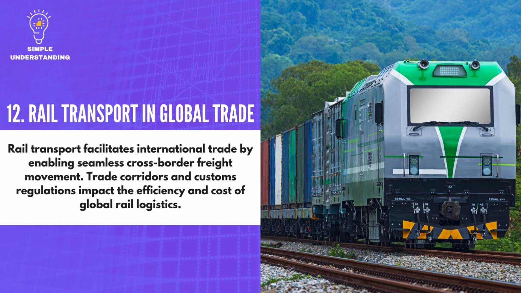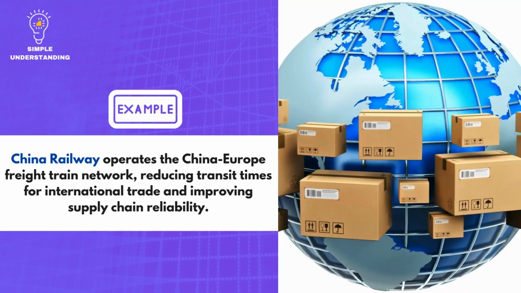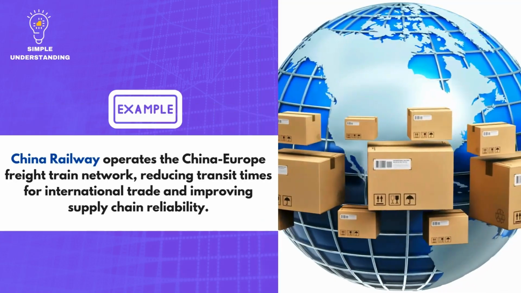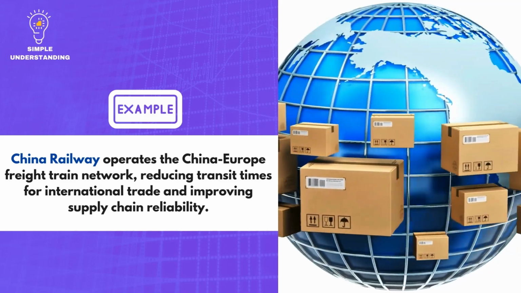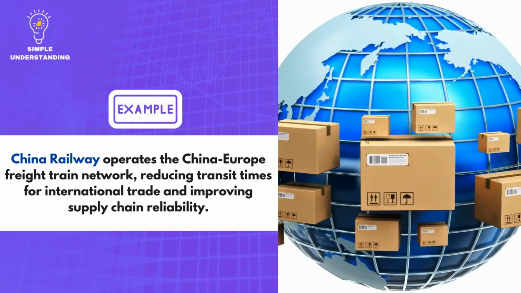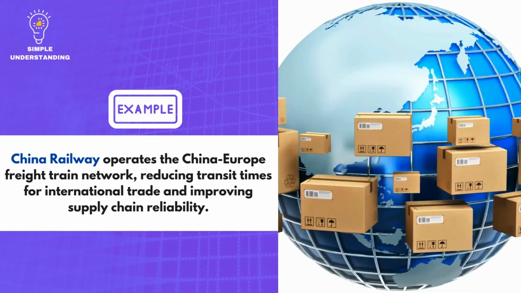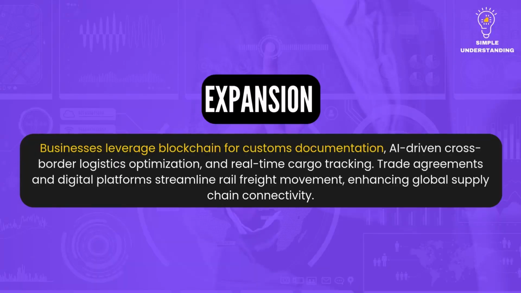Explanation. Rail transport facilitates international trade by enabling seamless cross-border freight movement. Trade corridors and customs regulations impact the efficiency and cost of global rail logistics. Real company example. China Railway operates the China-Europe Freight Train Network, reducing transit times for international trade and improving supply chain reliability. Expansion. Businesses leverage blockchain for customs documentation, AI-driven cross-border logistics optimization, and real-time cargo tracking.